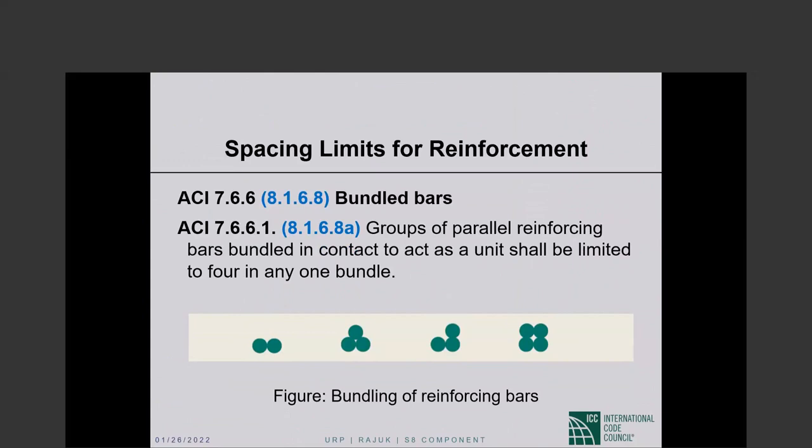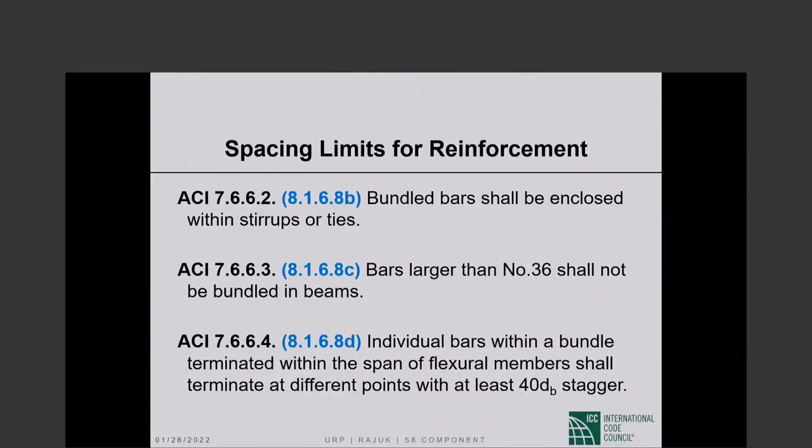Bundled bars, groups of parallel reinforcing bars bundled in contact to act as a unit, shall be limited to 4 in any one bundle. So these are the bundled bars that are typically used: 2-bar, 3-bar bundles. A 3-bar bundle can be like this or like that. This is when you have a lot of congestion of reinforcement. You then bundle the bars because the spacing will then be counted between the bundles, not between individual bars. Bundled bars shall be enclosed within ties or stirrups, just like column bars. Bars larger than number 36 shall not be bundled in beams. In columns you can do it, in beams you cannot.